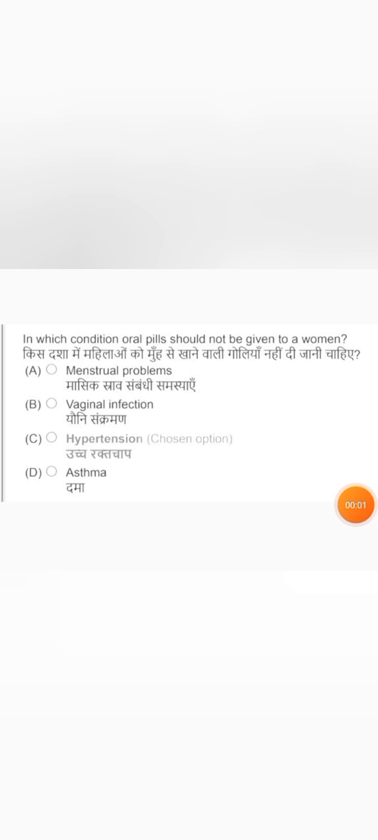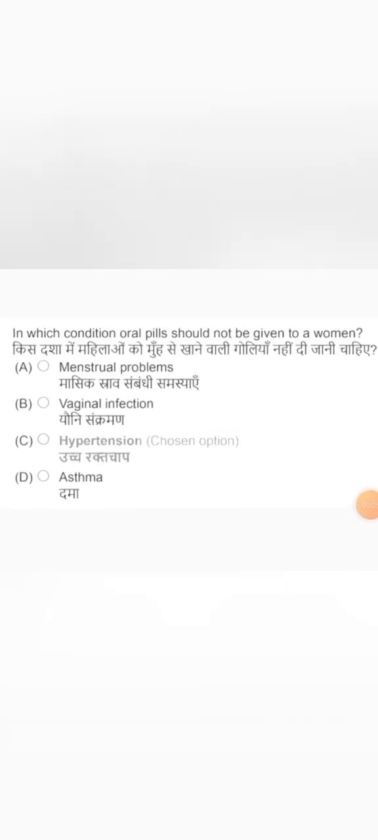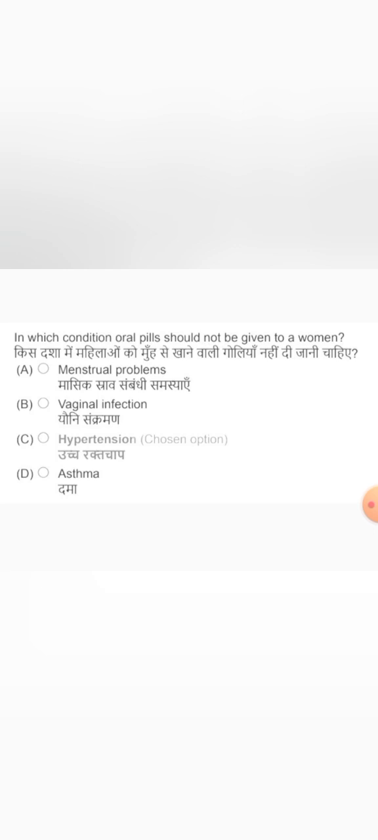Next question: in which condition should oral pills not be given to a woman? Options: option A, menstrual problem. Option B, vaginal infection. Option C, hypertension. Option D, asthma. So oral pills are not given in case of hypertension. Option C is the correct answer.